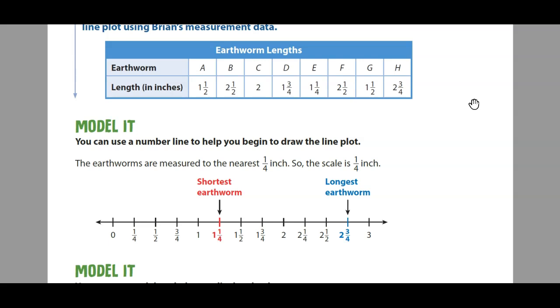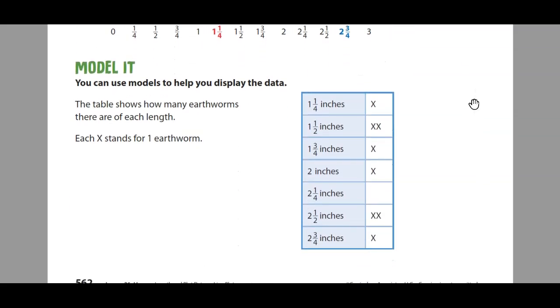Okay, there it says you can use a number line to help you begin to draw the line plot, which we did. And let's see what we did on your paper, in your book. Do you have 1 x above 1 1/4? Yes. Do you have 2 x's above 1 1/2? Yes. Do you have 1 x above 1 3/4? Yes. Do you have 1 x above 2? Yes. Do we have 2 x's above 2 1/2? Yes. And then 1 x above 2 3/4? Yes. So we did that right.